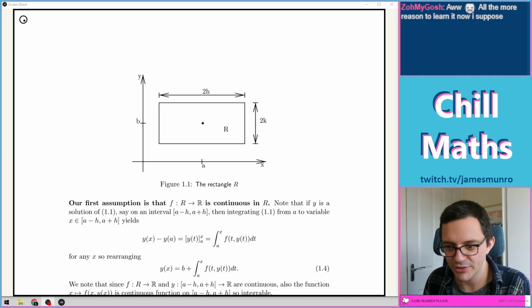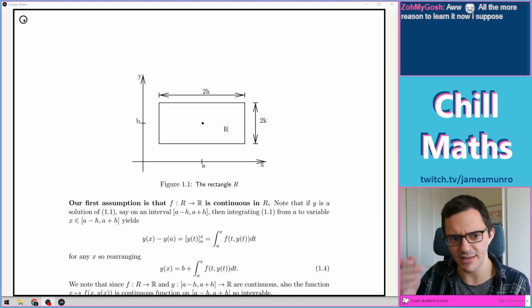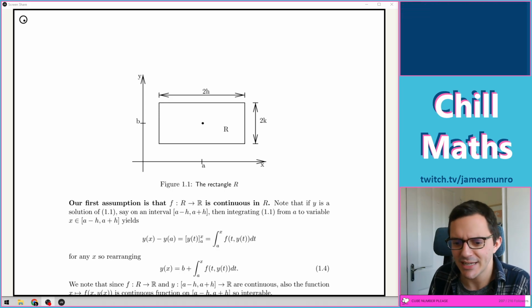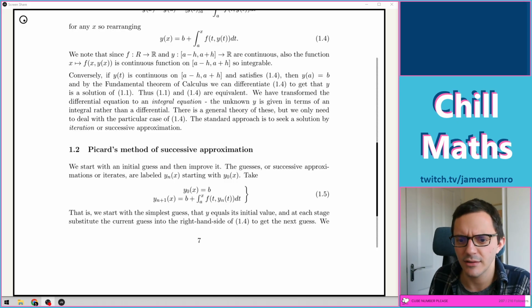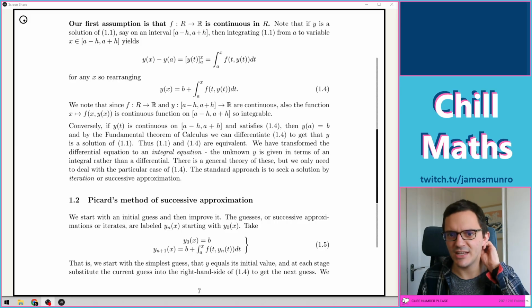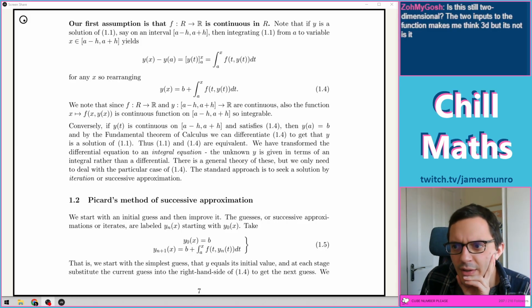Right, first assumption is that the function is continuous. And we're setting up some conditions. There's going to be a theorem, but we're just describing what the lecture notes say to expect when we get to the theorem, I think. That's the structure. Here we go. First assumption, f is continuous.